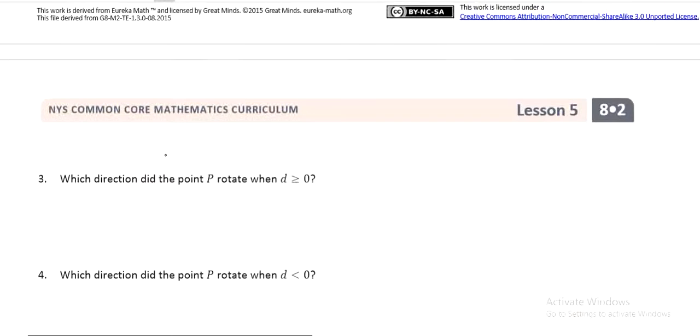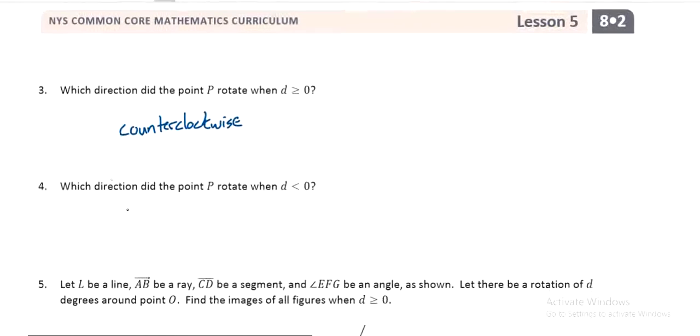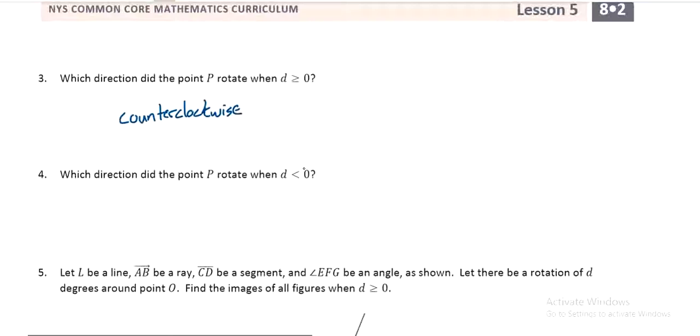All right. Moving on down to part 3, it says, what direction did point P rotate when d was greater than or equal to 0 degrees? We could just do a one-word answer. We'll say counterclockwise. So when it's a positive degree measure, it rotates counterclockwise. In this case, d is less than 0 for Exercise 4, and that would just be clockwise. So negative degrees means clockwise, positive degrees means counterclockwise.